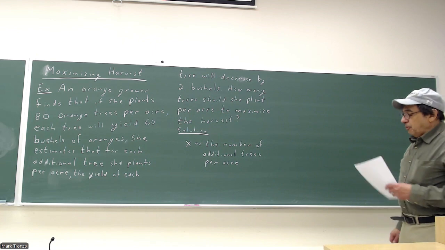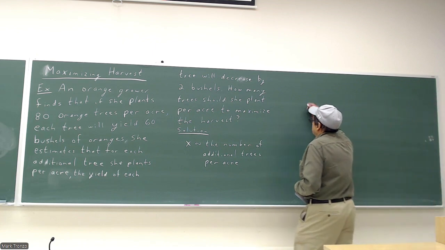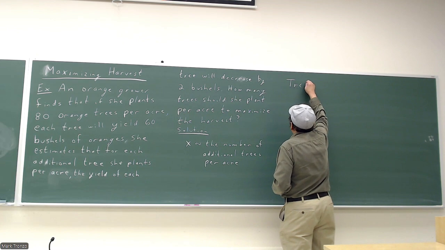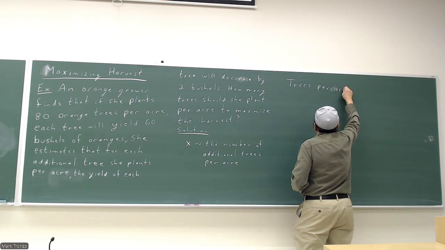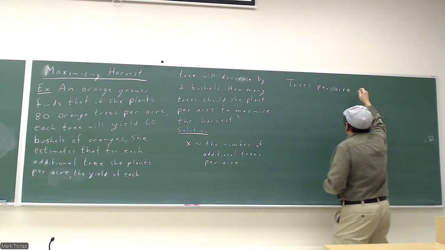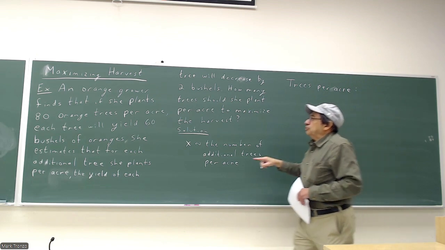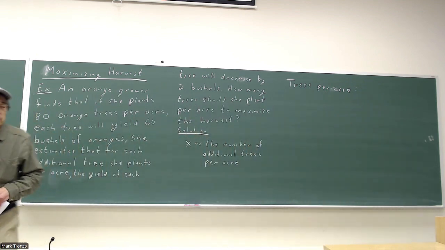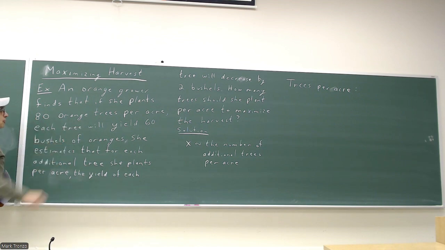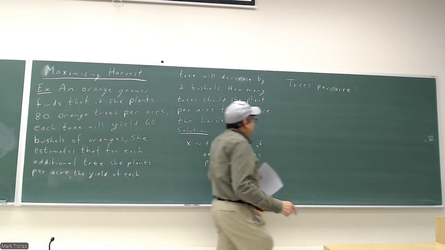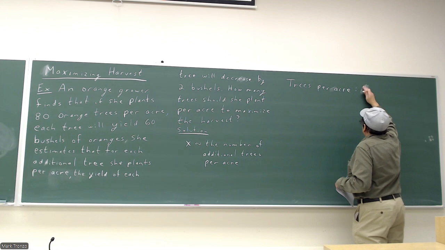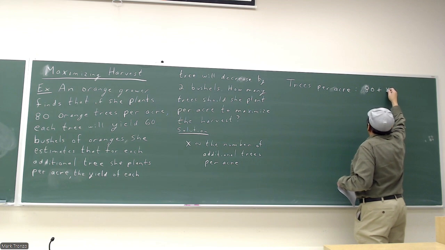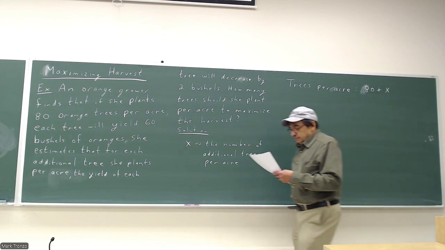Now we're going to set up our trees per acre. The trees per acre will be our original 80. Remember, there's originally 80 orange trees per acre. But then we're going to add some, and we're going to represent that by x. So it's going to be 80 plus x trees per acre.